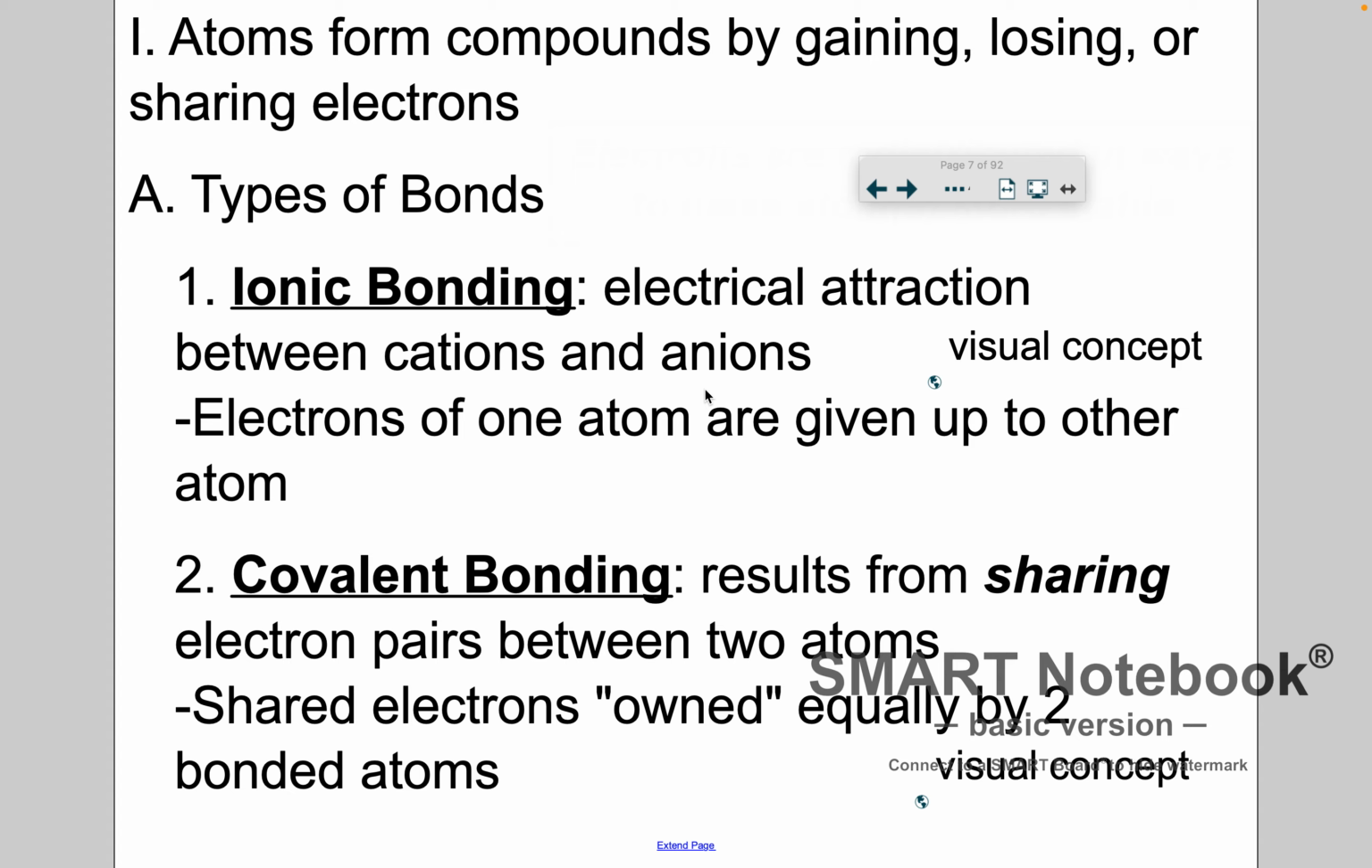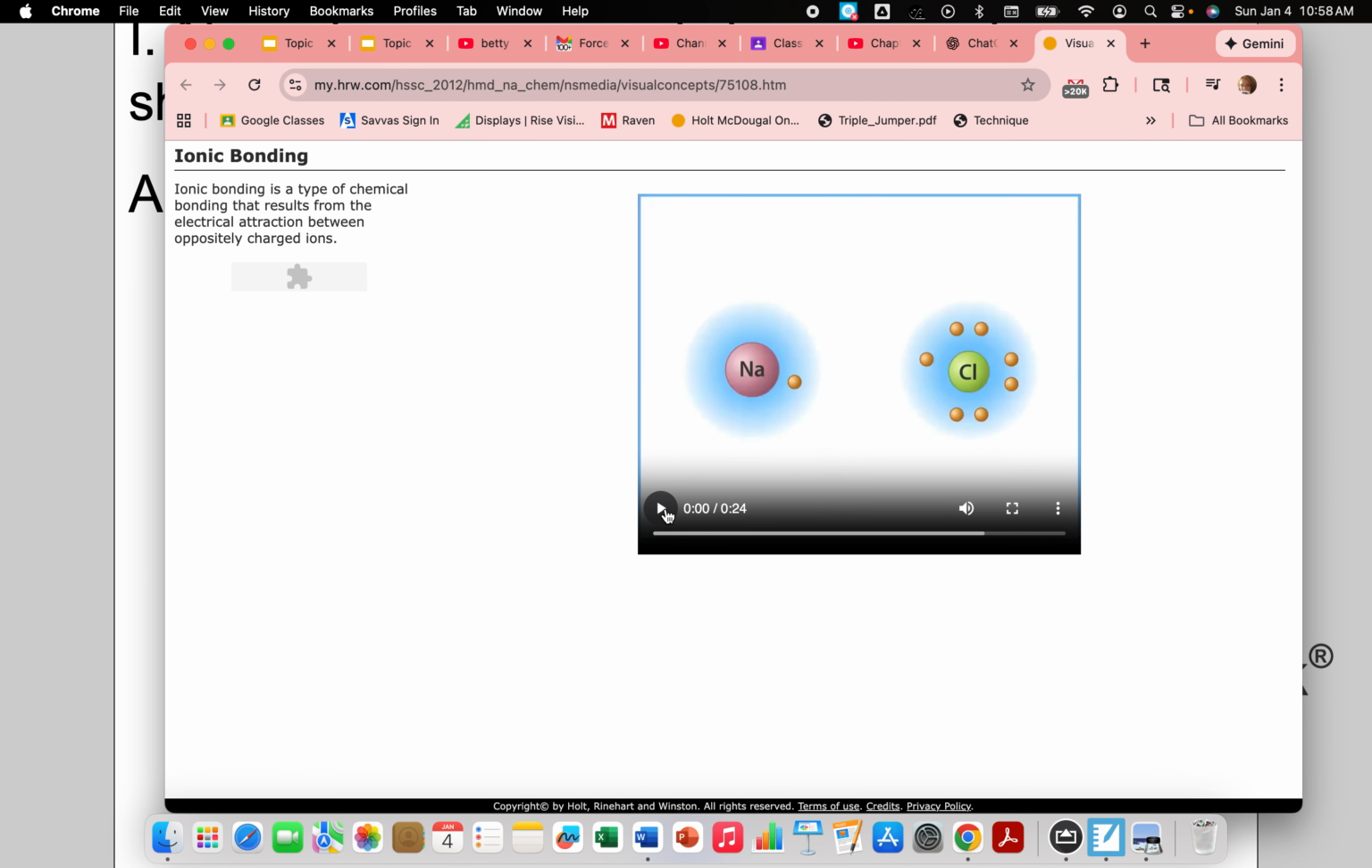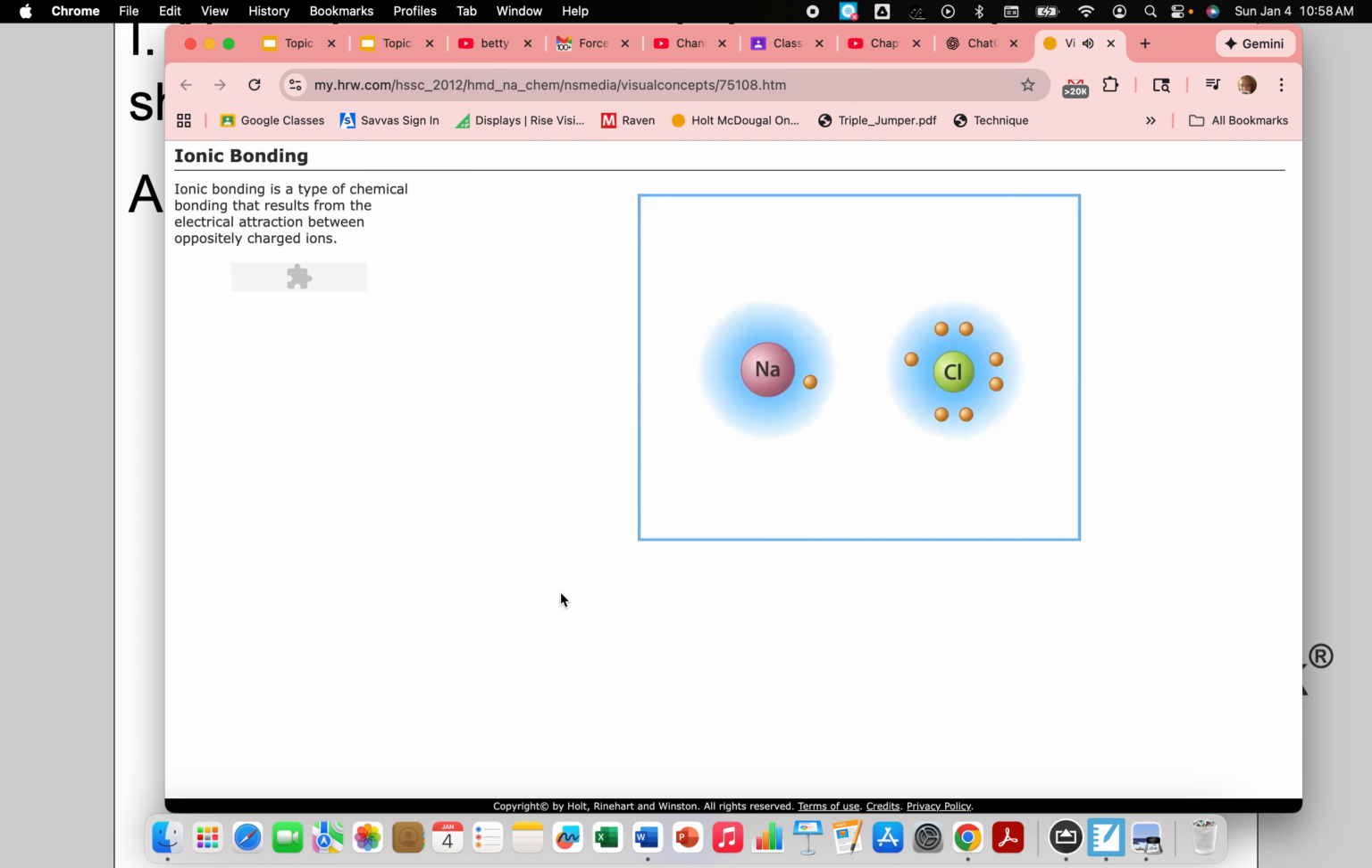In ionic bonds, electrons are being transferred from one atom to the other to fulfill the outer energy shell. So I have this visual concept. Ionic bonds begin to form when an atom whose outermost energy level is almost empty transfers an electron to an atom whose outermost energy level is almost full. The two atoms are strongly attracted to one another and bond because this new situation changes the atoms to ions of opposite charge. Particles of opposite charge are attracted to each other.